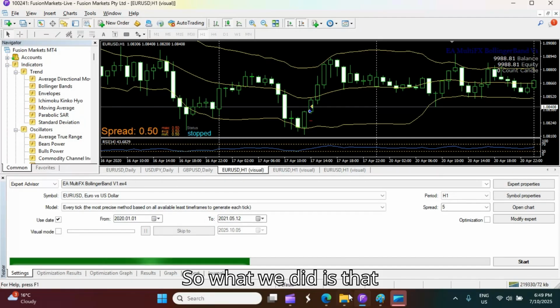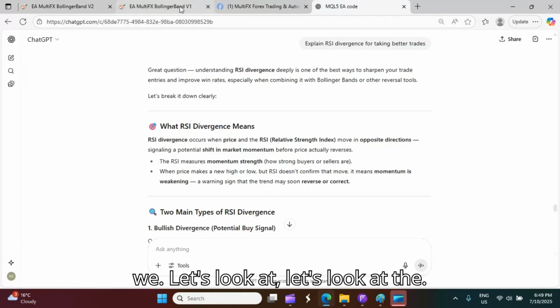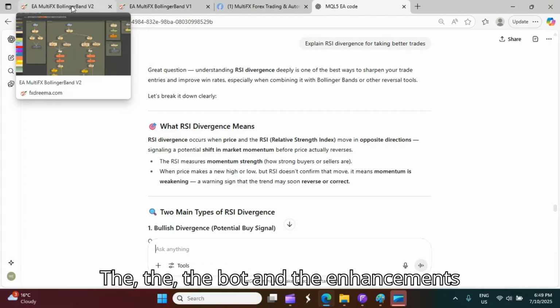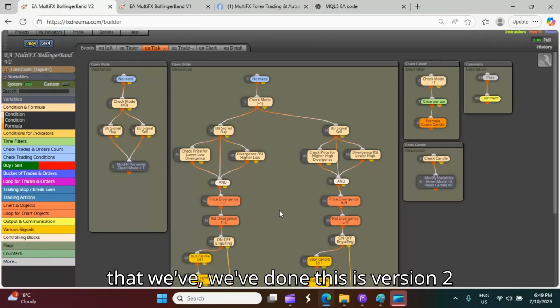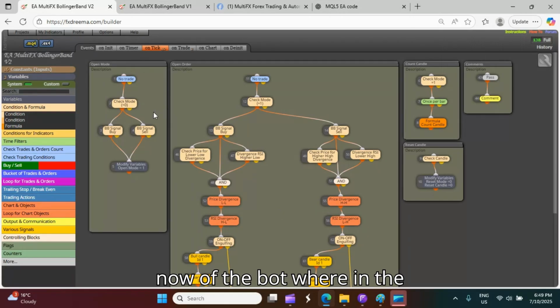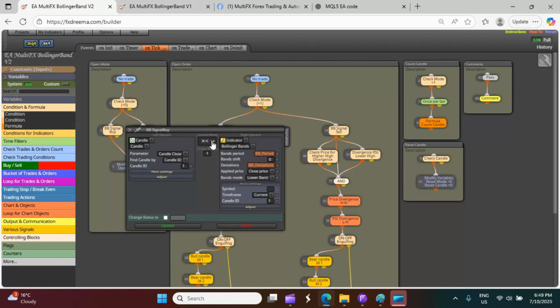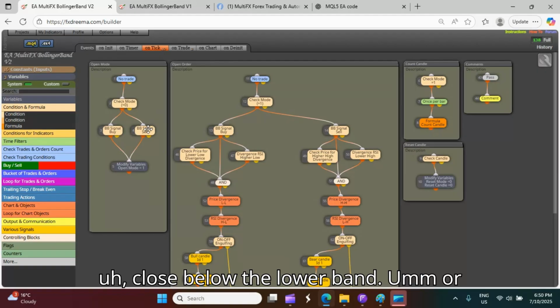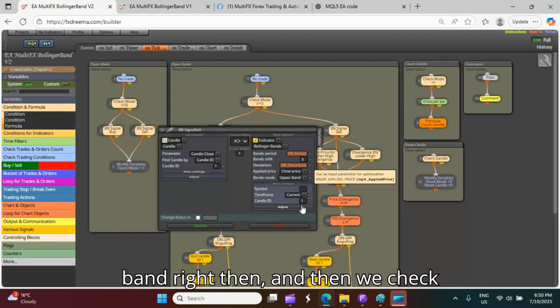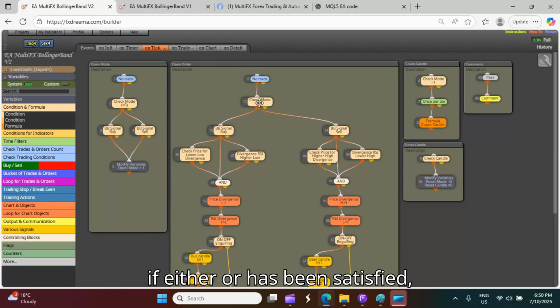So let's look at the bot and the enhancements that we've done. This is version 2 of the bot, where in the previous episodes we covered that one of the checkpoints, or gates, to satisfy the entries is that the price has to close below the lower band, or for a sell we have to cross the upper band. And then we check if either has been satisfied.